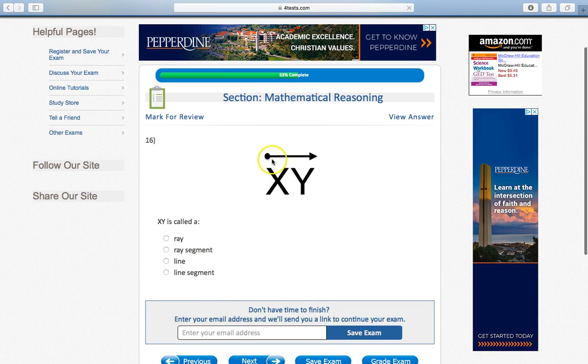Then on this one, these are the two that you really want to be familiar with. If the arrow is only pointed in one direction, that's called a ray.